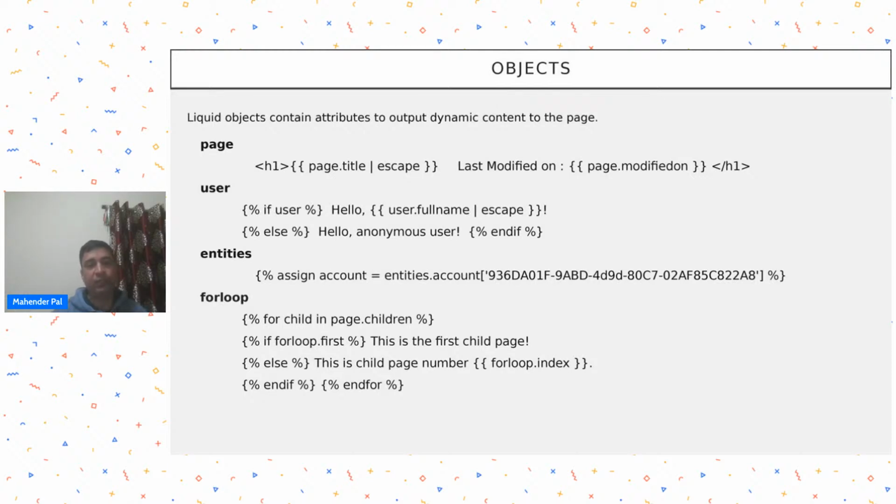It will tell you that this is the first child page. And if it's not the first page, then we are printing, let's take an example, the index of the page. So if it's not the first page, then it's the second, third, whatever, so it will print the index of the page. This is how we can use the forloop object.